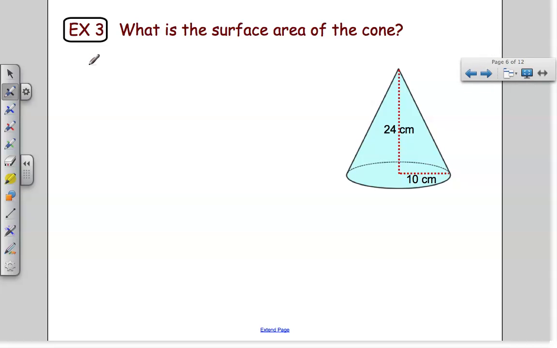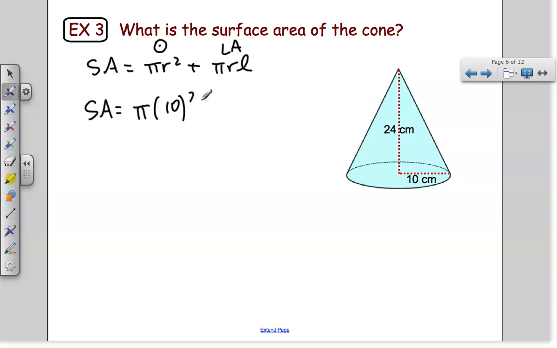Let's try this out here. Surface area of this cone, what is it? Surface area is the area of this circle on the bottom, which is pi r squared, plus pi r L, the lateral area. Do I know the area of the base, the circle on the bottom? Pi times the radius of that base. Radius is 10. Pi times 10 squared plus pi times, what's the radius of that base? 10 again. What's the slant height? L is slant height.